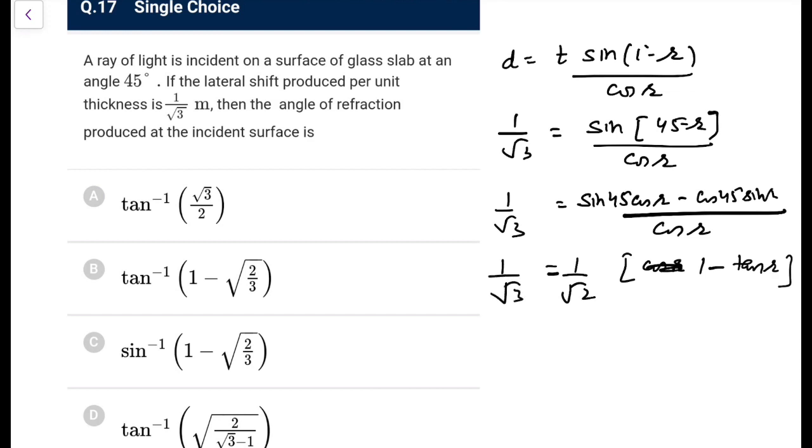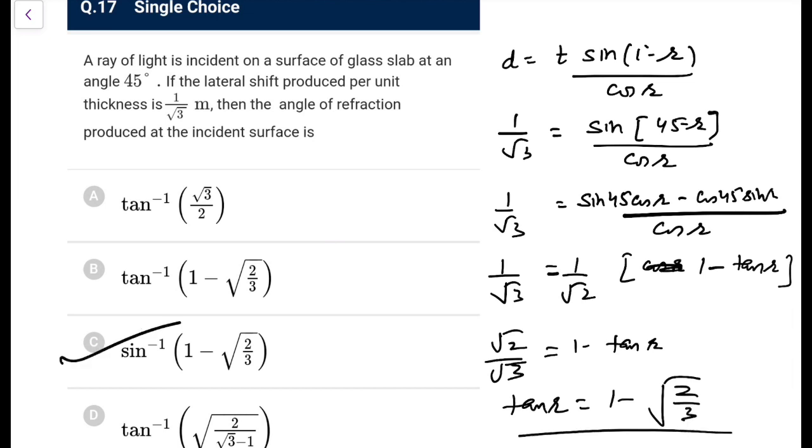1 by root 3, and we have answers in tan also. So what we have, root 2 by root 3 is equal to 1 minus tan of r. So tan of r is 1 minus root 2 by 3. So go with option, no, I have taken the wrong one. It would be the option B. So go for the option B.